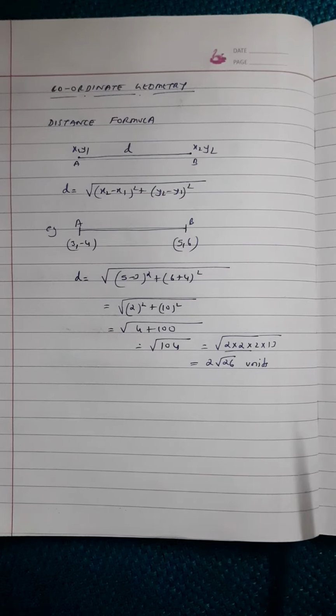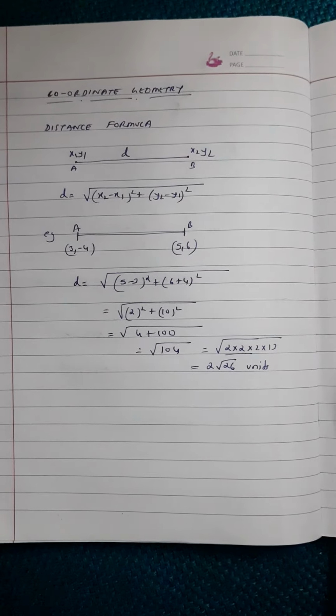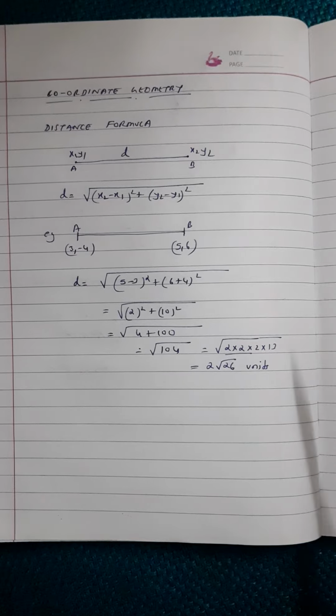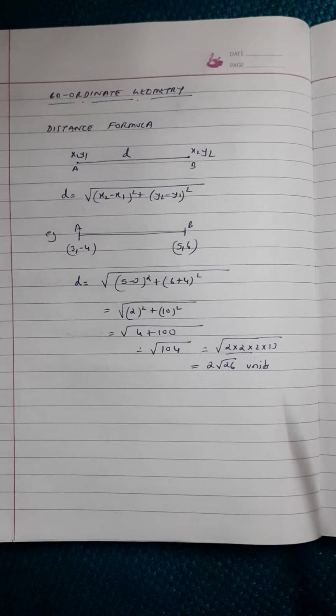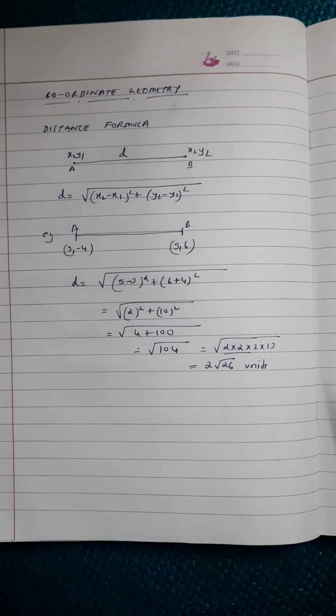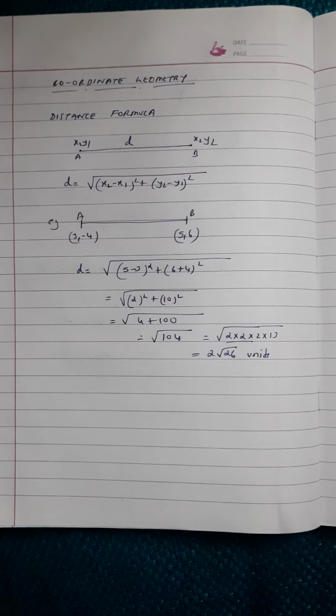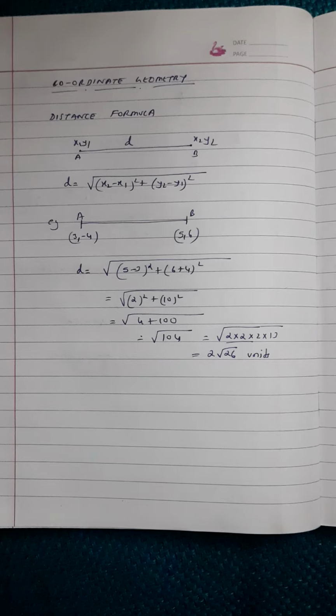So chapter 7, coordinate geometry. The first thing that we have to learn in coordinate geometry is the distance formula. That is to find out the distance between 2 points. Now last in class 9 you have done coordinate system, right? In coordinate system you were plotting points.